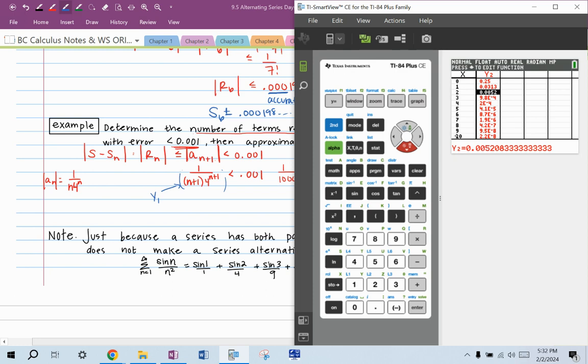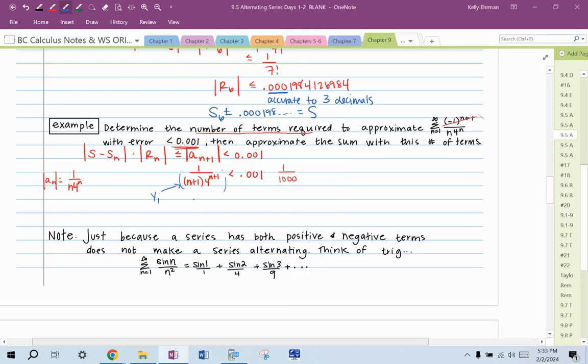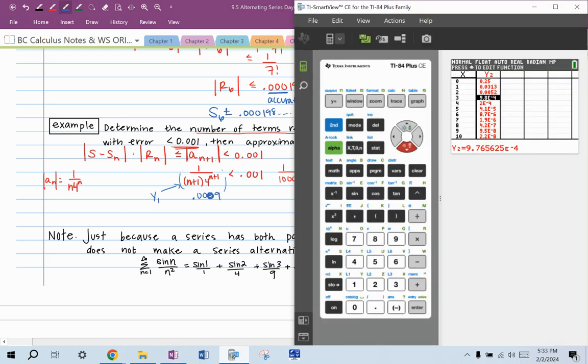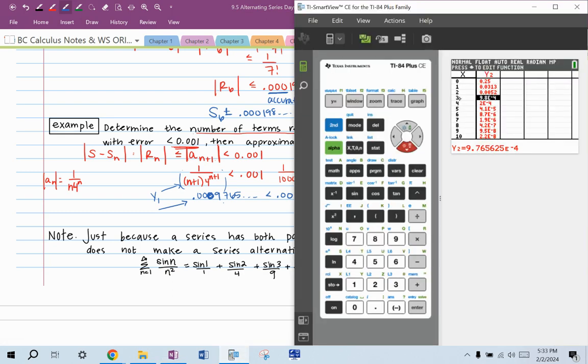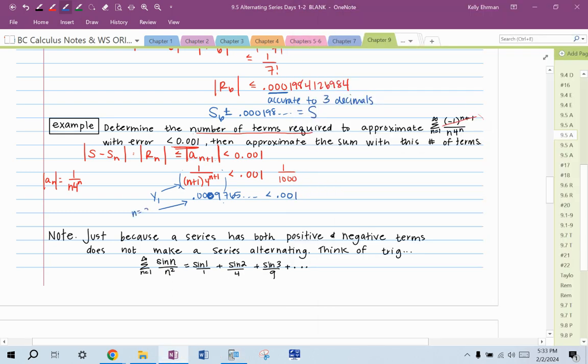0.005 is still bigger than 0.001. 0.0009 is smaller than 0.001. 0.00009, what was the rest of it? 765, blah, blah, blah. That's less than 0.001. When did this happen? This was when x equals 3, so when n equals 3. When n equals 3 and you plug this in, you get 1 over 4 times 4 to the 4th. That gives you a fraction or a decimal that's smaller than 0.001.